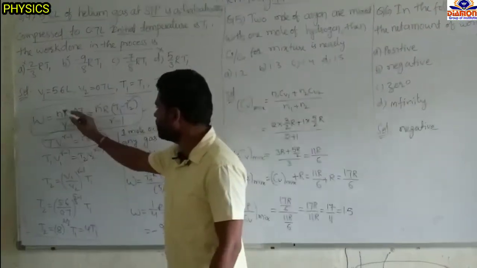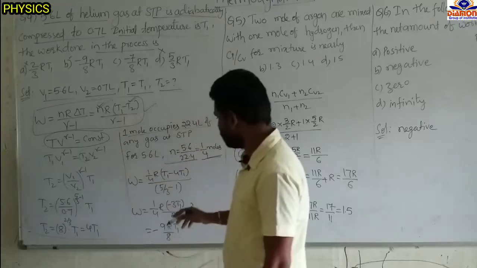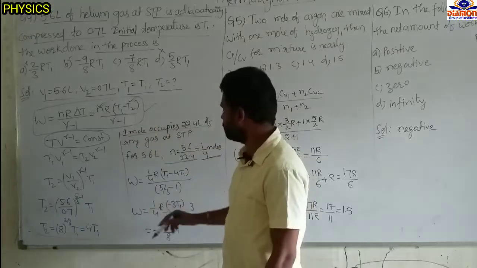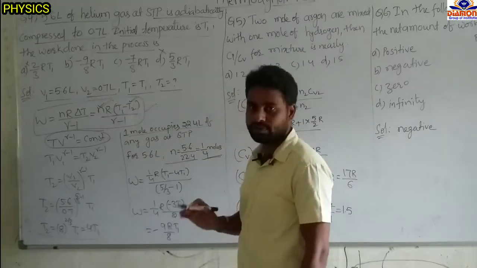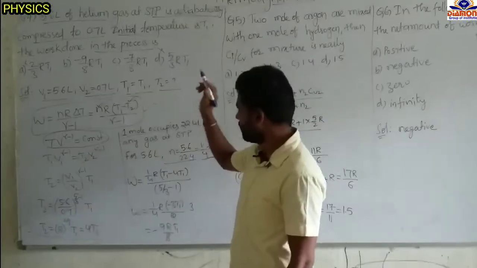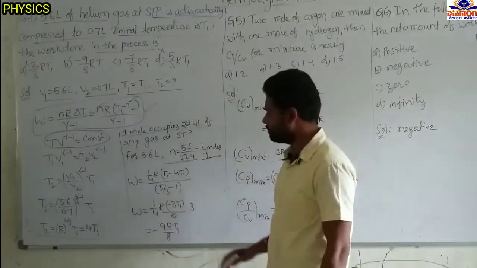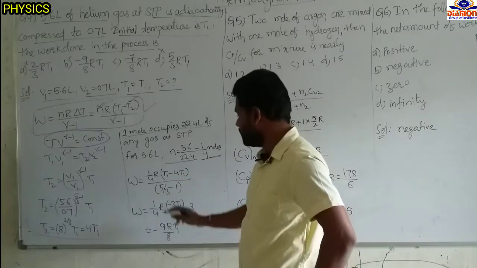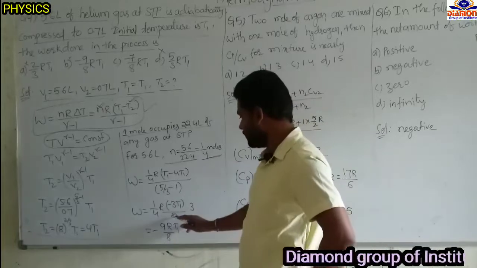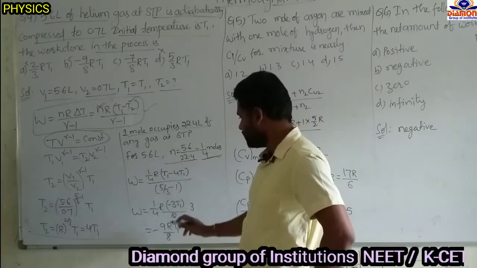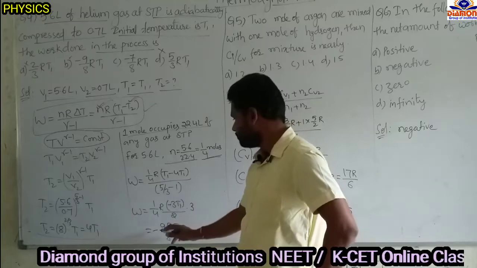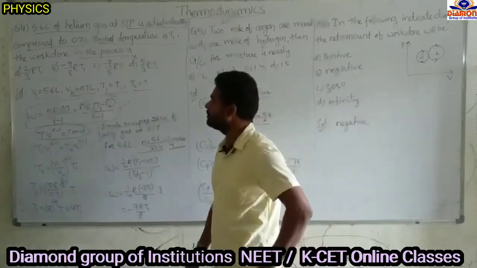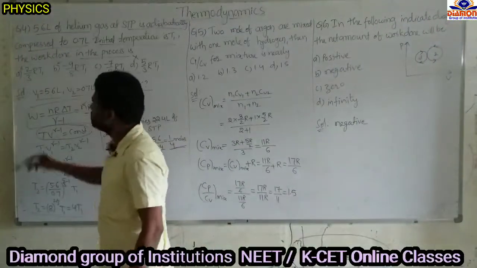W equal to N value, which is 1/4, into R, (T1 minus T2): T1 value is T1 only, T2 value is 4 T1, over gamma minus 1, where gamma value is 5/3, already I said monoatomic gas, so 5/3 minus 1. Simplify it: 1/4 R into (T1 minus 4 T1), which is minus 3 T1, over 5/3 minus 1, which is 2/3. The 2 I write here by 3, and the 3 I write upside. So minus 3 into 3, minus 9 R T1 by 4 into 2, 8, so minus 9/8 R T1. Option B is the right answer.